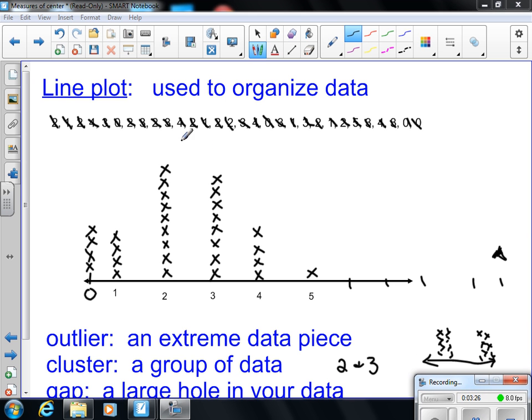All right, so that concludes our lesson on line plots. Line plots are used to organize data. They have outliers, possibly, clusters, and gaps. They may not have all of these components in a line plot, but you do find outliers, clusters, and gaps on line plots.